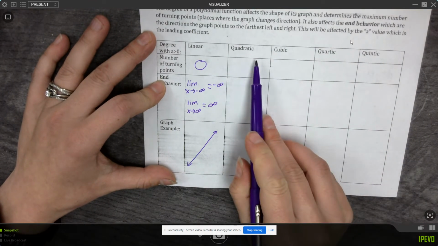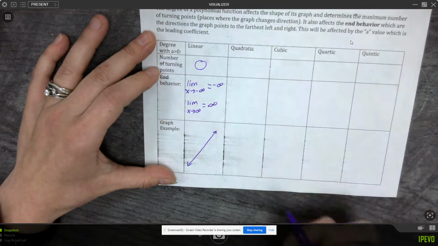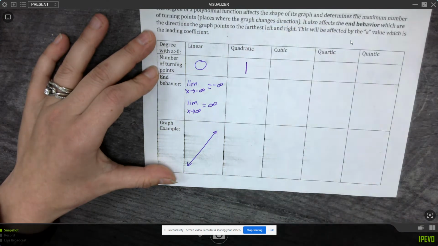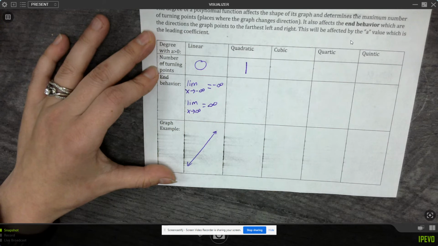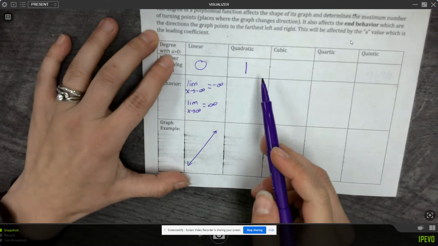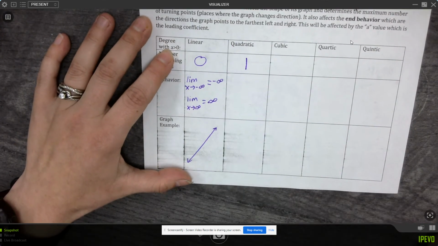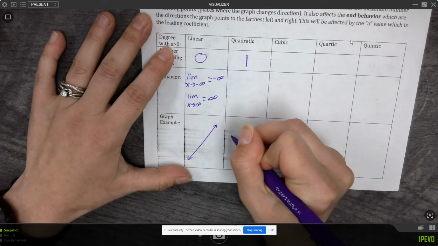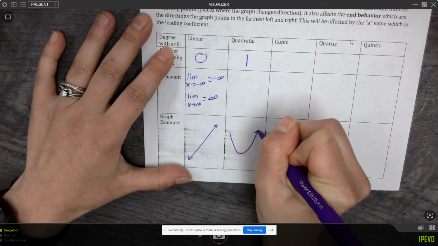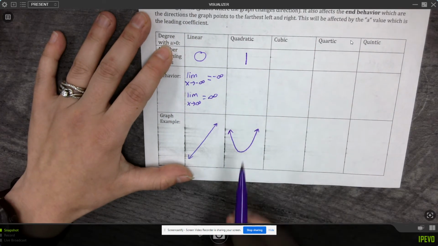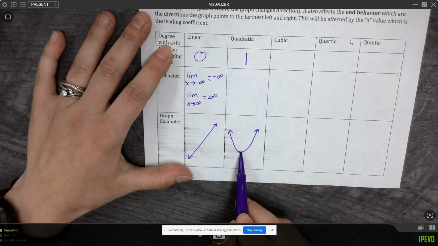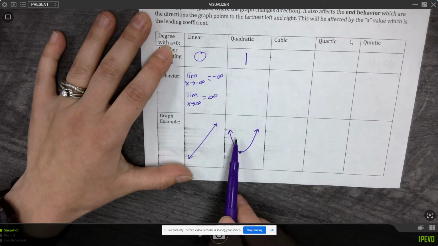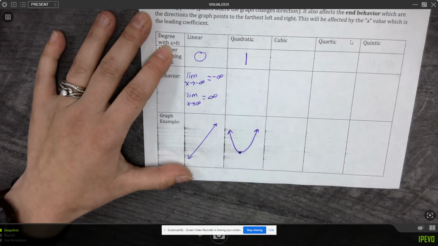Okay, quadratics have at most one turning point. These are all at most. So at most 0, obviously 0. Can't have negative turning points. At most 1, we'll keep going from there. Quadratic, if the a value is positive, we know quadratics make a U. If it's positive, it's going to open in an upward direction. So see how there's 1, 2? So there's one turning point. It's right here. This is that turning point. It changes from going down to going up.